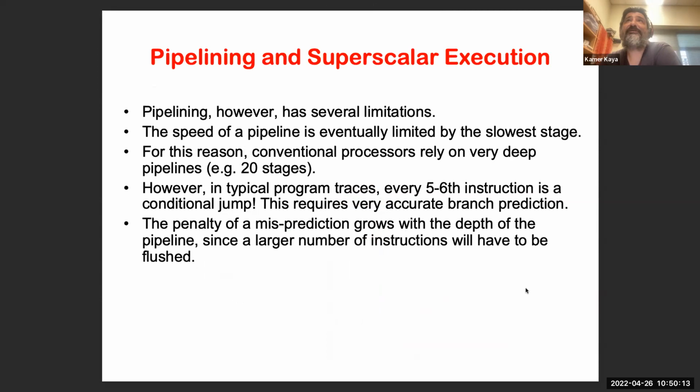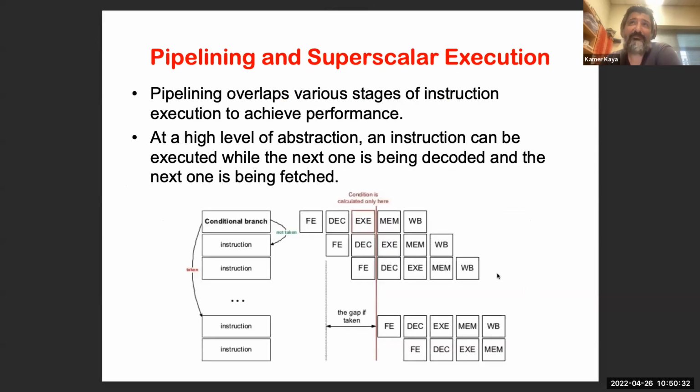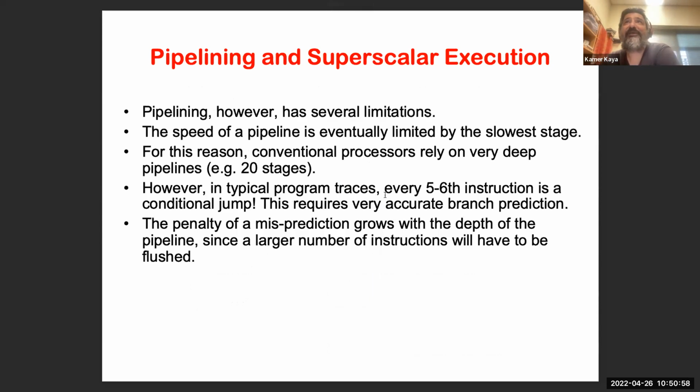Pipelining has several limitations. The speedup of a pipeline is limited by the slowest stage. So in modern processors, we have very deep pipelines, like 20 stages. So what is the bad thing about pipelining? From time to time, you don't know which instruction to fetch before finding the result of the previous instruction. So you cannot know which path to go. If you know programming, and you do since you are here, there are if statements, conditional checks, right? And in typical program traces, every 5 or 6 instructions, we have a conditional check. So we need to check something, and based on the result, we will go either this way or this way.